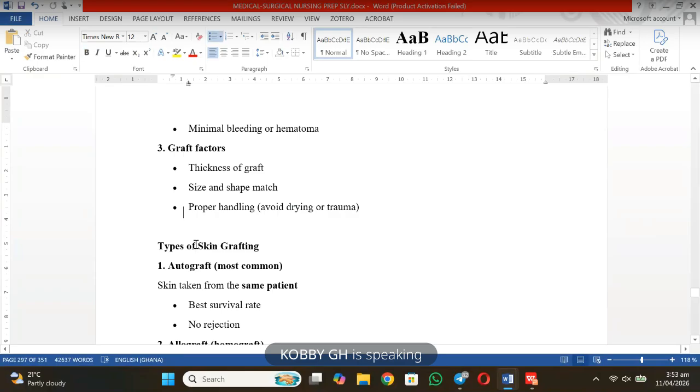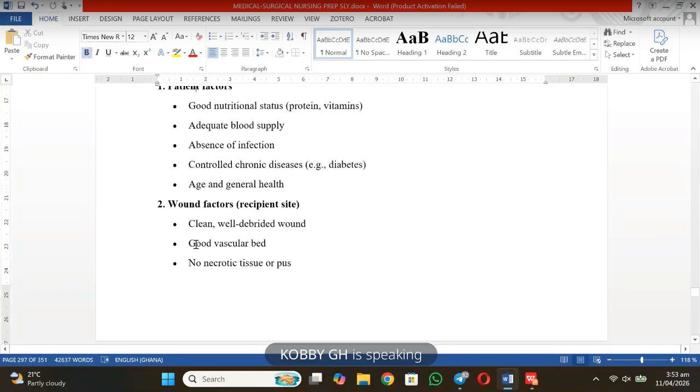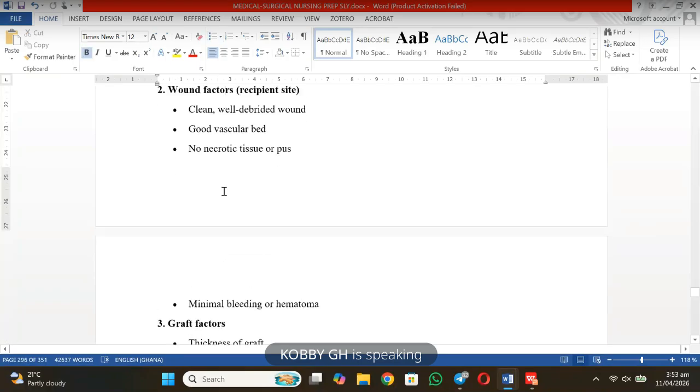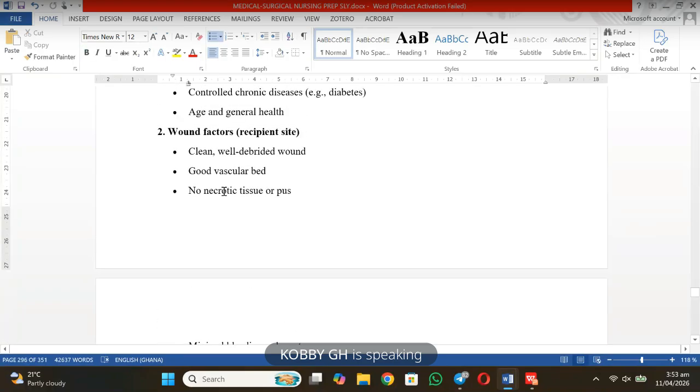So if you are going to do a graft for a patient, for the graft to be successful, you should consider the patient factors where you focus on good nutrition and adequate blood supply. There should be absence of infection. If the patient is having a chronic disease, and you are going to do a graft, control the chronic disease. Then we have the wound factors, which is about the recipient site where you are going to put the graft.